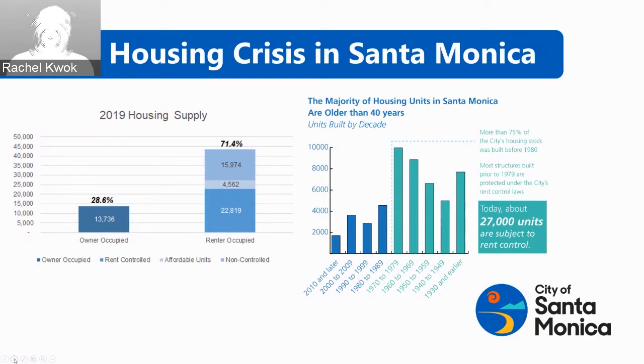More than 75% of our housing supply was built before 1980, and so very few of them are newer units. And so we'll hear a lot of anecdotal evidence from renters saying that the building they moved into has outdated appliances and so forth. And this is because the vast majority of our units are fairly old.